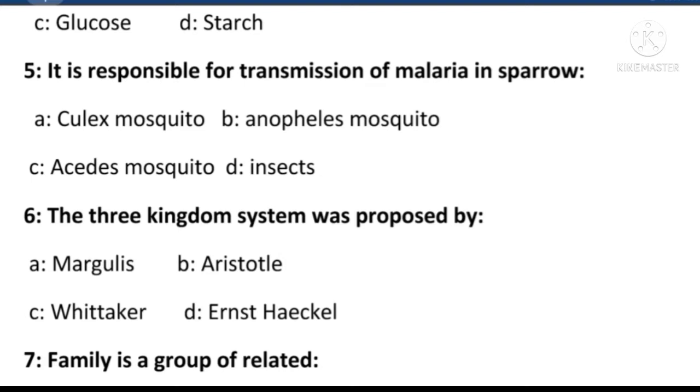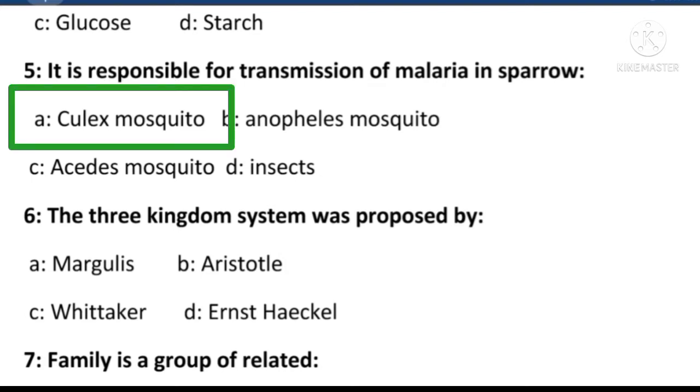And next question is, it is responsible for the transmission of malaria in sparrow: Culex mosquito, Anopheles mosquito, Aedes mosquito or insect. And answer is A, Culex mosquito. Transmission of malaria in sparrow occurs through Culex mosquito is correct option.